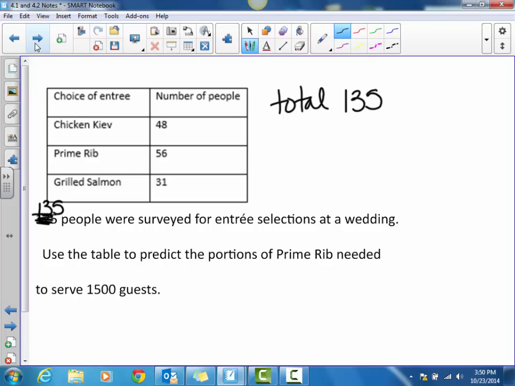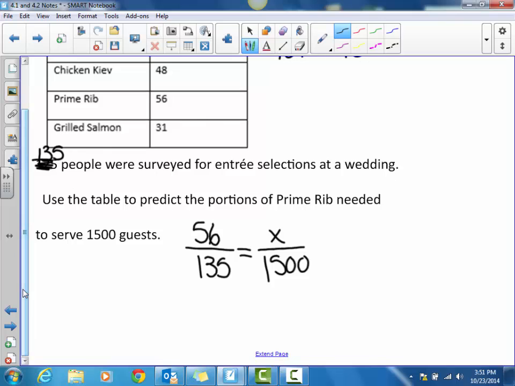135 people were surveyed for entree selections at a wedding. Use the table to predict the proportions of prime rib needed to serve 1,500 guests. So let's see, I need to know the number of portions of prime rib. So I have 56 out of 135, and that needs to be proportionate to a certain number of prime rib out of 1,500. So again, I'm just going to cross multiply.